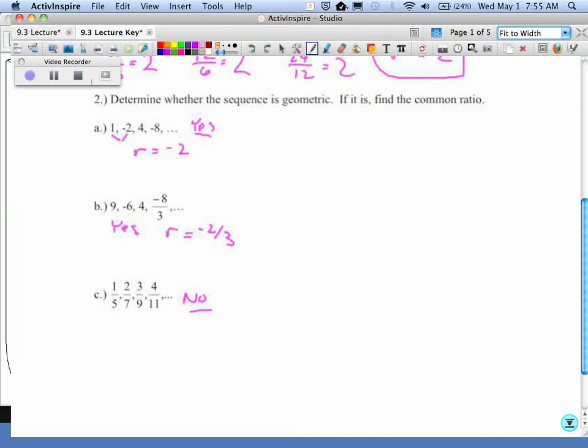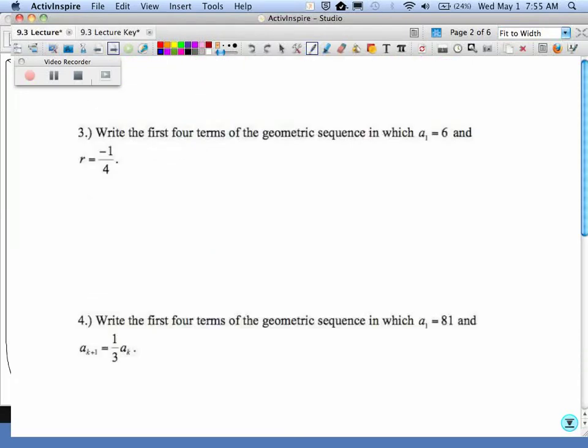Okay, write the first 4 terms of the geometric sequence in which a sub 1 is 6. So, first 4. So a sub 1, they tell me, would be 6. A sub 2 would be 6 times -1/4. Now some of you might want to do that on the calculator, that's fine, but this is not bad. Whole number, if you want to think of it as over 1, right? Multiply across the top, I get -6/4. They both can be divided by 2, so I get -3/2.